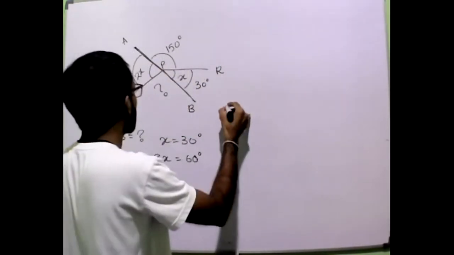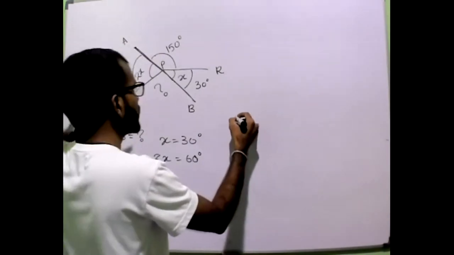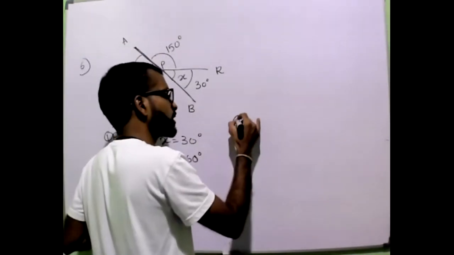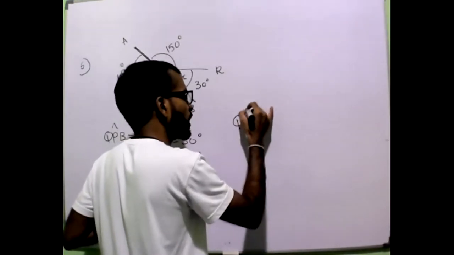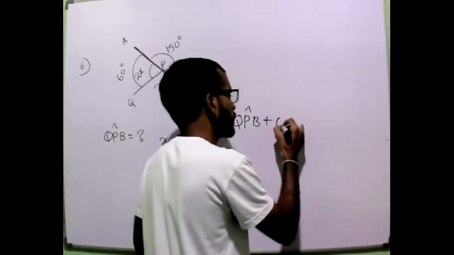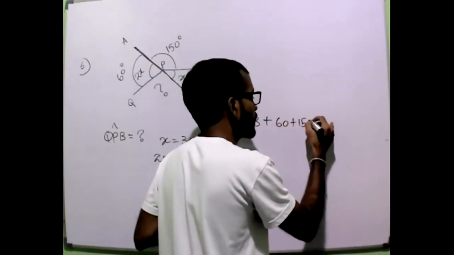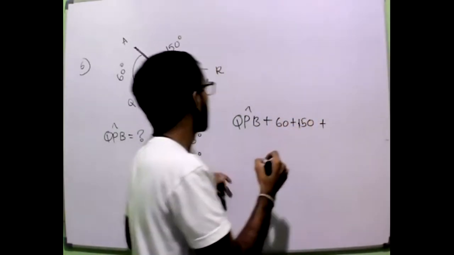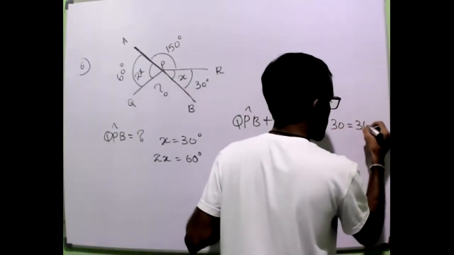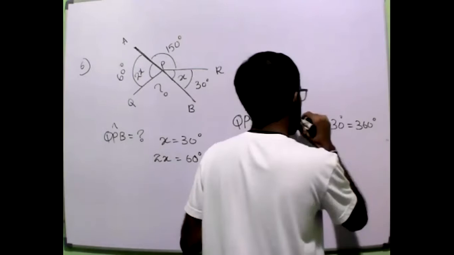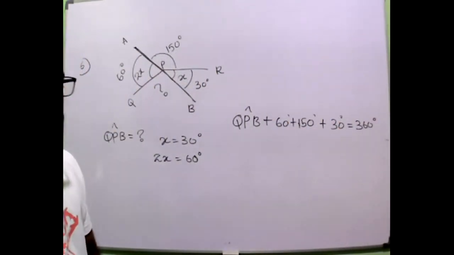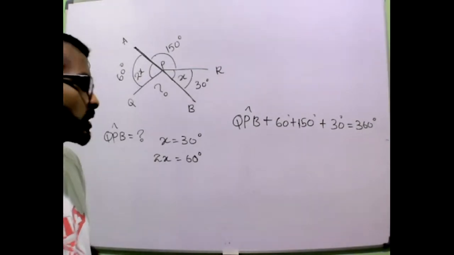Now I am applying the theory. I have to find the value of QPB, so I will write it at the beginning. QPB angle plus 60 plus 150 plus 30 equals 360. And you have to write down the reason as well. The sum of the angles around the point is 360.